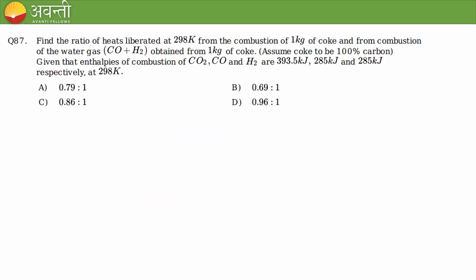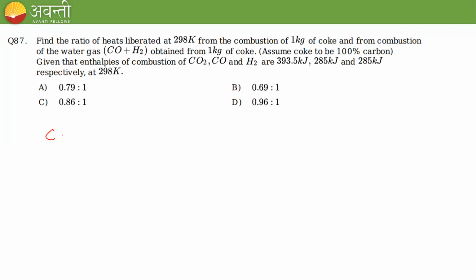Now moving on to question 87. Find the ratio of heats liberated at 298 Kelvin from the combustion of 1 kilogram of coke and from combustion of the water gas obtained from 1 kilogram of coke. Assume the coke to be 100% carbon, and the enthalpies of combustion values of all the three gases are also given at 298 Kelvin.